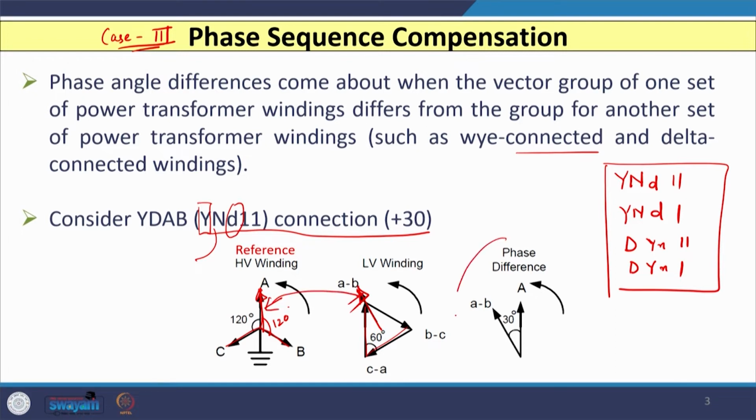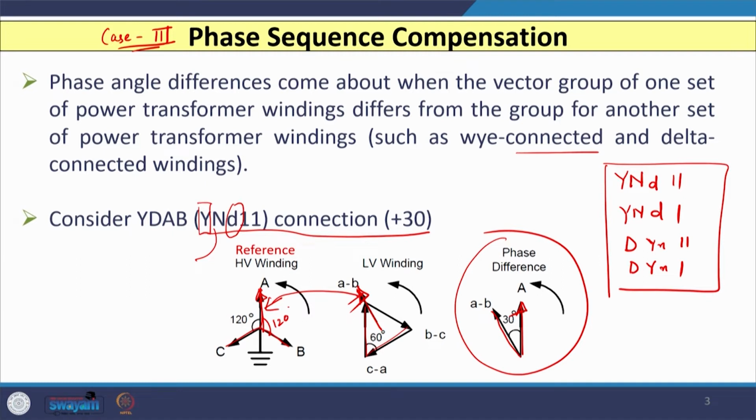that means these two, then you can have phasor diagram like this, where I have considered this as a reference, and you can see that with respect to that the LV side phasor is always leading with reference to the HV side phasor, and that difference is 30 degree.